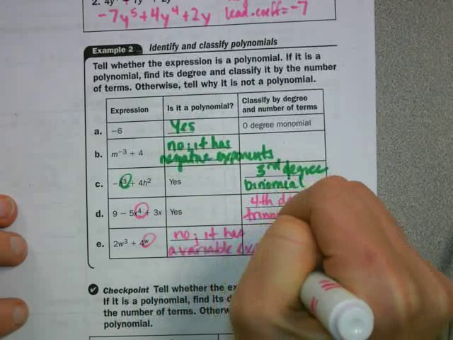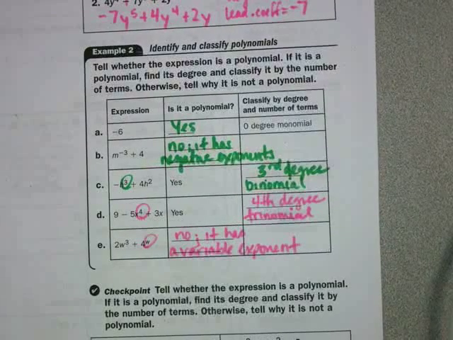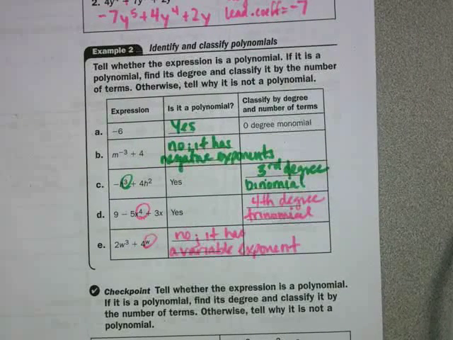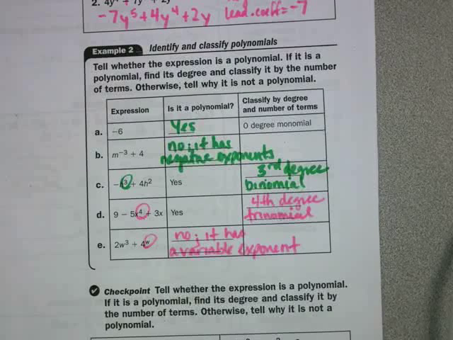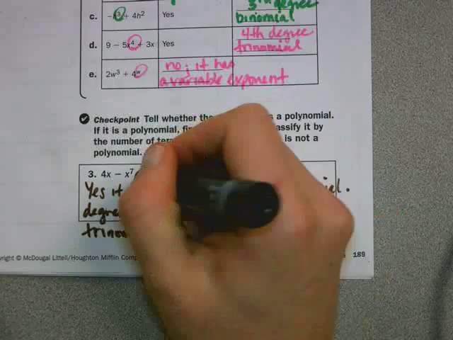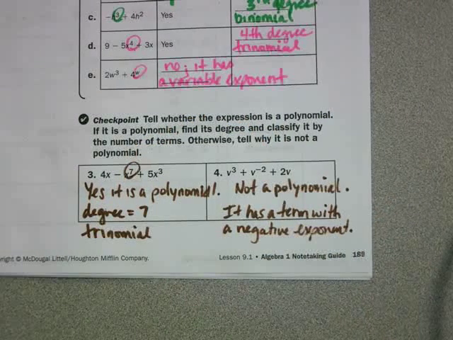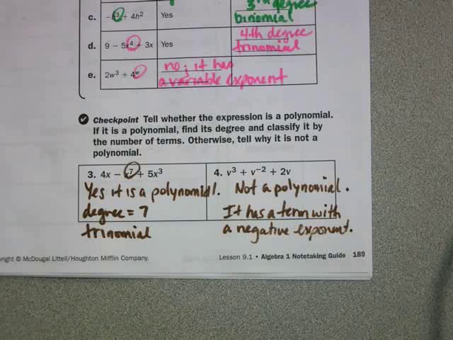All right, we're at the next checkpoint. Go ahead and pause, and then come back and see if you got them correct. Okay, number 3 is a polynomial. Its degree is 7. That was the highest power right there. And it is a trinomial. Number 4 is not a polynomial. It has a term with a negative exponent.